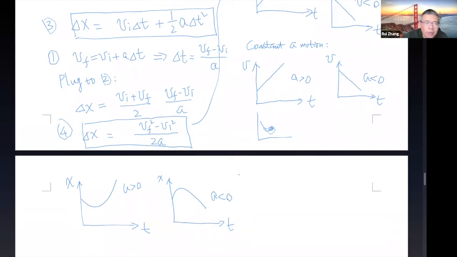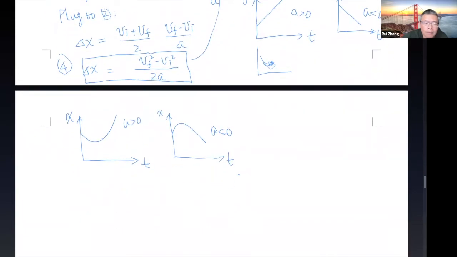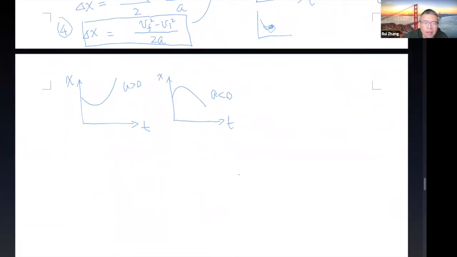Now, with constant acceleration, things get a little more interesting. For example, let's consider one case. You have a car with initial velocity going to the right. Let's say the car has a positive acceleration, so the acceleration is in the same direction. What's going to happen to the motion?